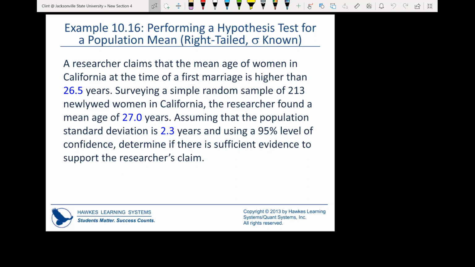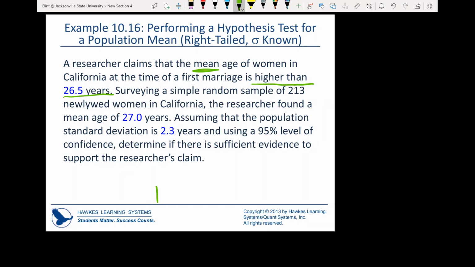Okay, so the very first thing we have to do is come up with our hypotheses. So we have to figure out what claim is being made here, what kind of accusation against the status quo is being made. A researcher claims that the mean age of women in California at the time of first marriage is higher than 26.5 years. So it says the mean is higher than 26.5 years old.